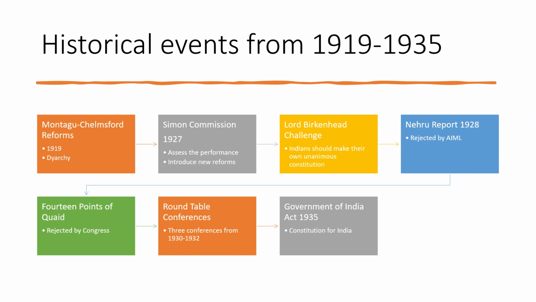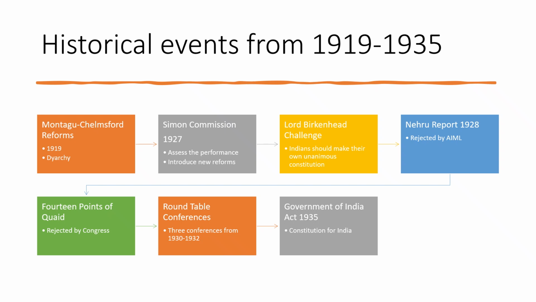So the report got rejected by All India Muslim League and then the 14 points of Quaid came in India. Quaid Muhammad Ali Jinnah presented these points, but these points were also rejected by Congress. Then students, there appeared a deadlock in India.